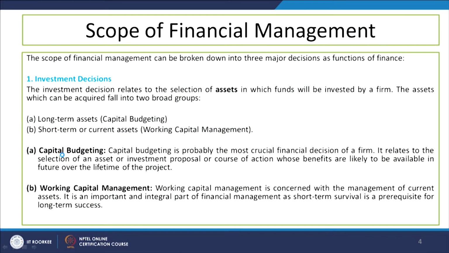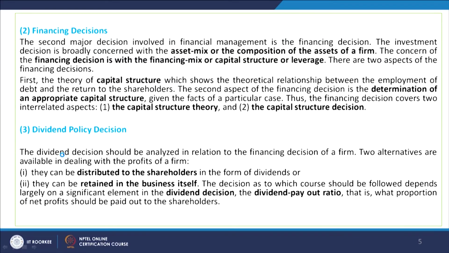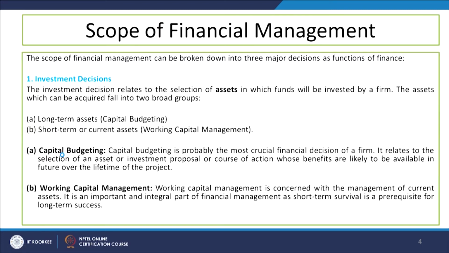One decision is the investment decision. The second decision we have to take here is the financing decision, and the third decision is the dividend policy decision. 3 important decisions we have to take here: investment decision, financing decision, and then the dividend policy decision.